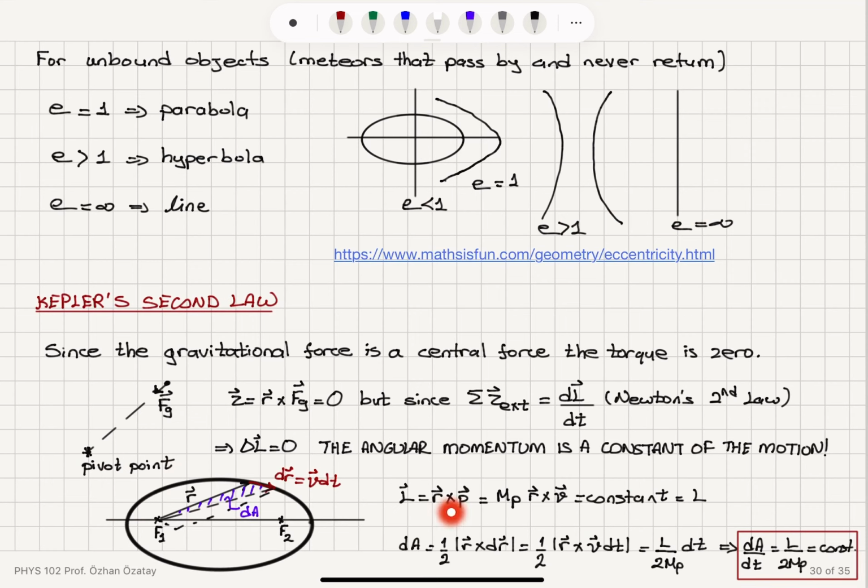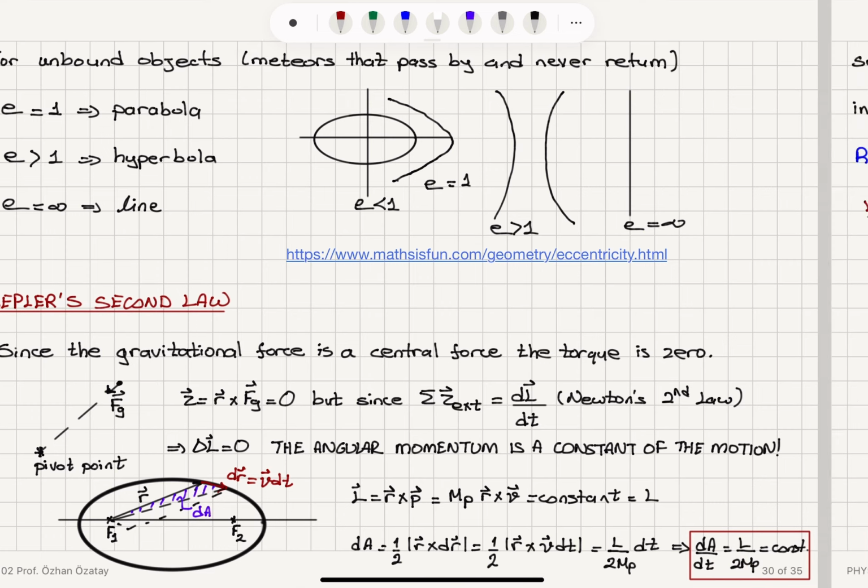And if we write this angular momentum r cross p, and we know that the area of a parallelogram is basically the magnitude of r cross dr, so this would be half the area, so it's 1/2. We see that this constant is L divided by twice the mass of the planet.